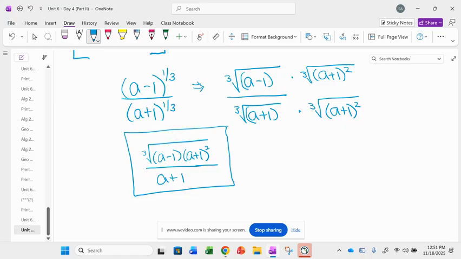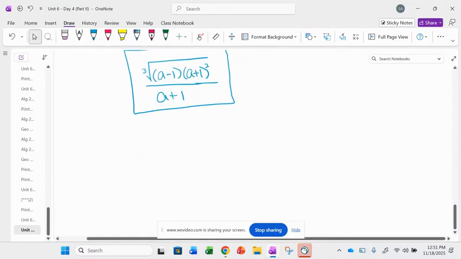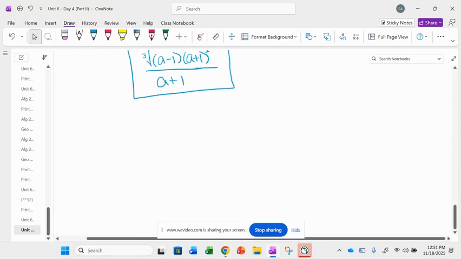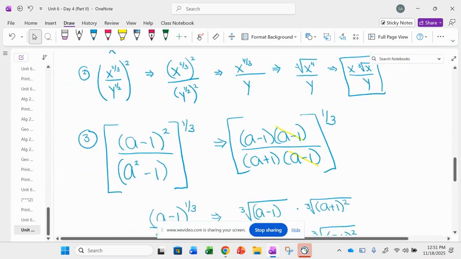All right, next one. You guys try this one. What number is this? 3, 4?